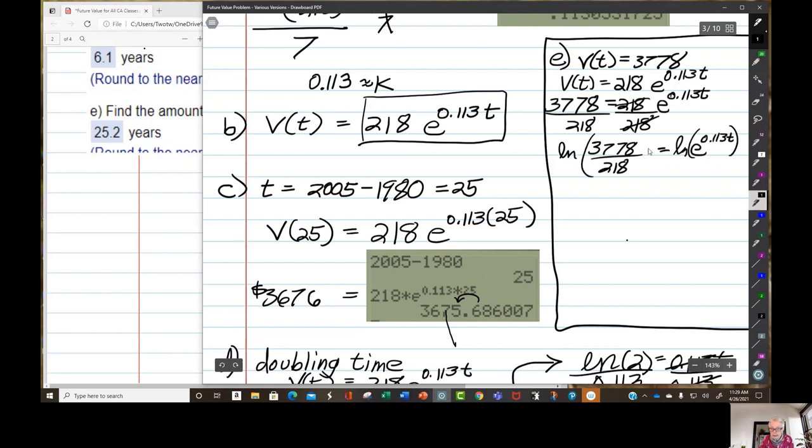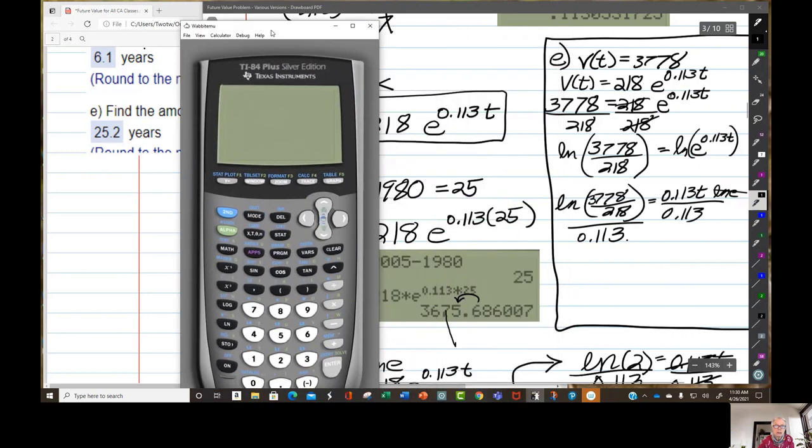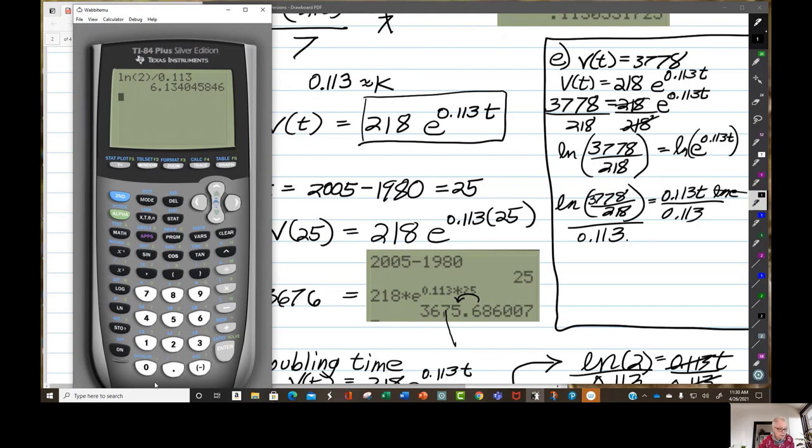So the ln of 3778 over 218 equals 0.113 t times the ln of e, if you want to bother to write that down. Then we divide by 0.113, and we calculate it. So try to get the pattern. We're doing the same thing over and over again to the point of total and complete boredom. And I understand that.